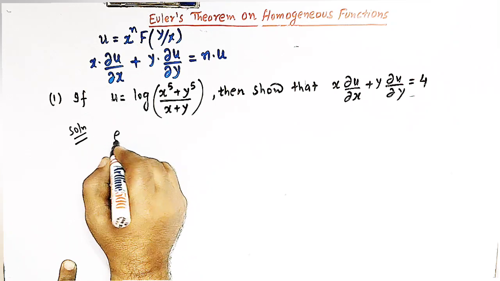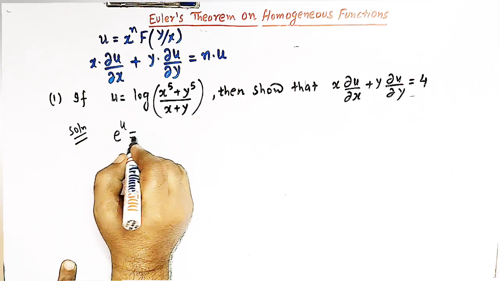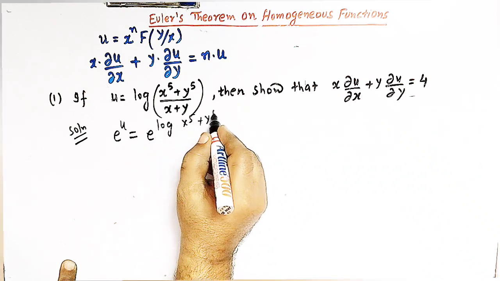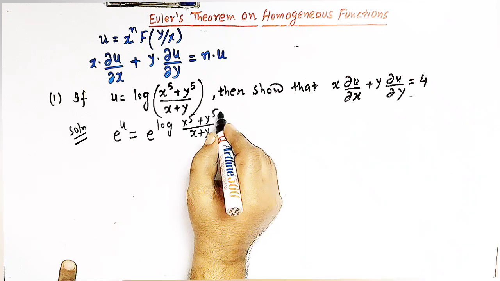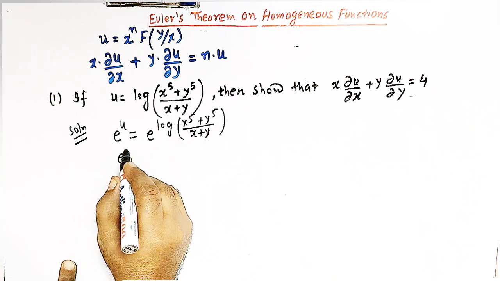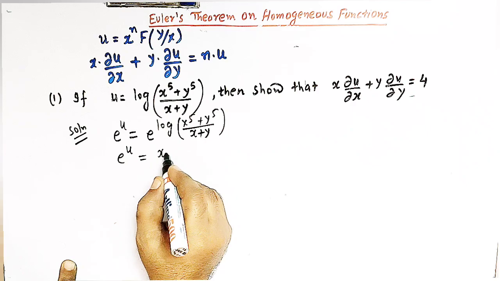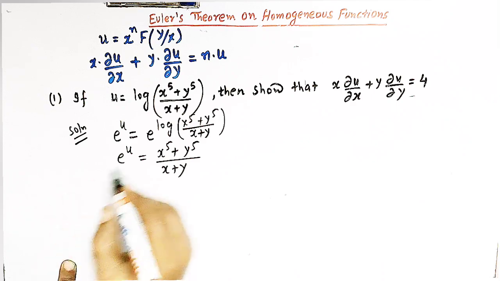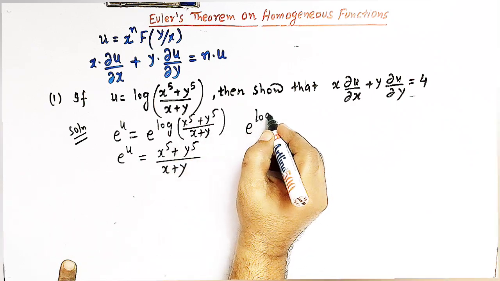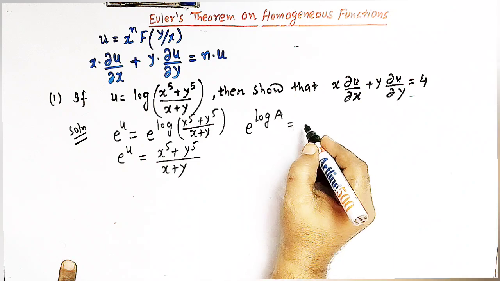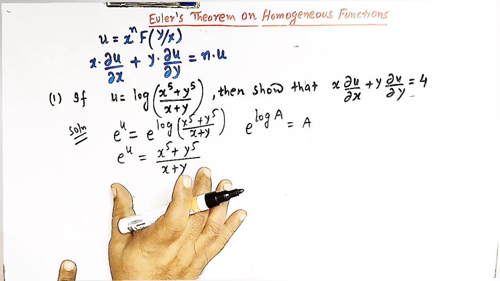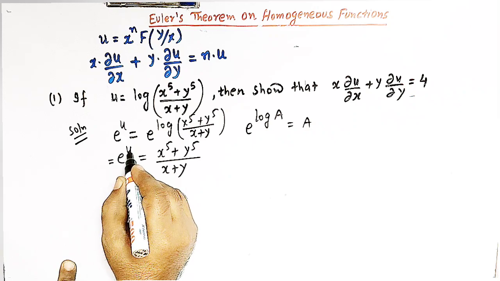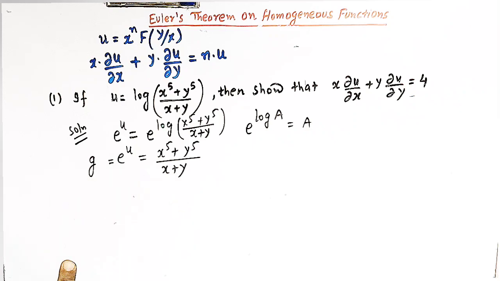That is, if we take the exponential of both sides, we have e^u equal to e raised to log of (x^5 + y^5) divided by (x + y). So we can now write e^u is equal to simply (x^5 + y^5) divided by (x + y), because we know that e raised to log of a is equal to a, right? So now we have this relation. So let us take this function, that is e^u, as a g, right?